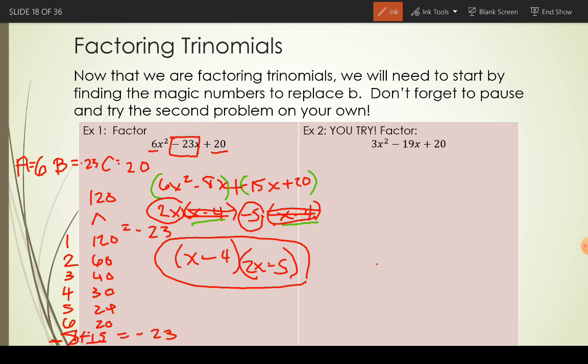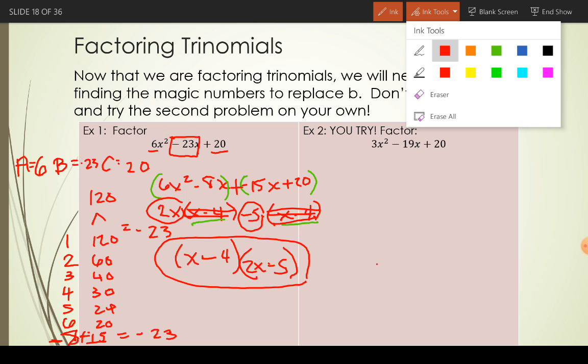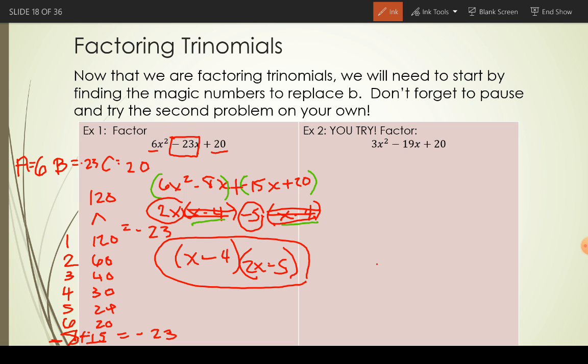Okay, welcome back. So, we need to find two numbers that multiply to a times c and add to b. Remember, a is 3, b is negative 19, and c is 20. Okay, so a times c is going to be 3 times 20, which is 60. And we need this to add to negative 19, okay? So let's start by breaking down 60 into two numbers.